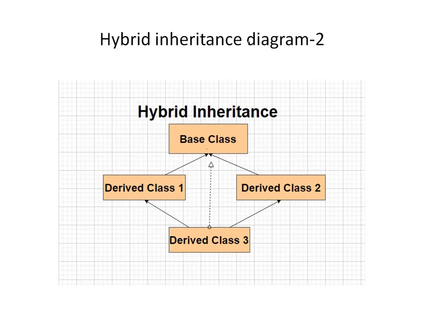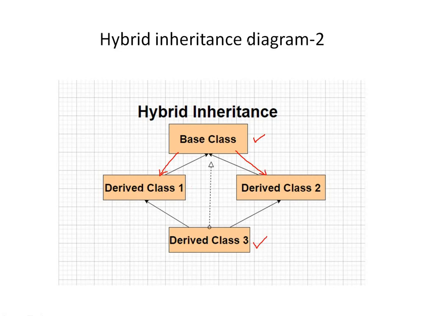For example, here base class is a parent class to all the classes. Here derived class 3 is a bottommost derived class. Here derived class 1 and derived class 2 are intermediate base classes. And if you follow the path, base class to derived class 1, it consists of single inheritance. If you follow the path from base class to derived class 2, it is also a single inheritance.